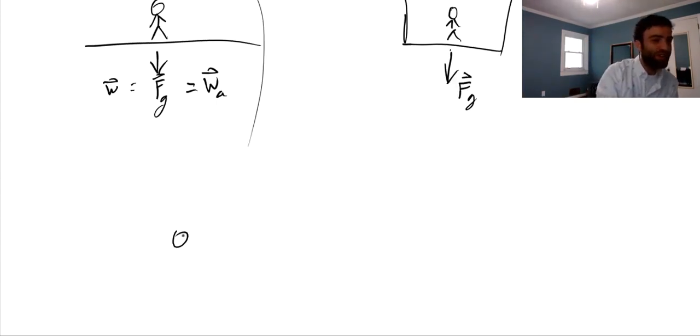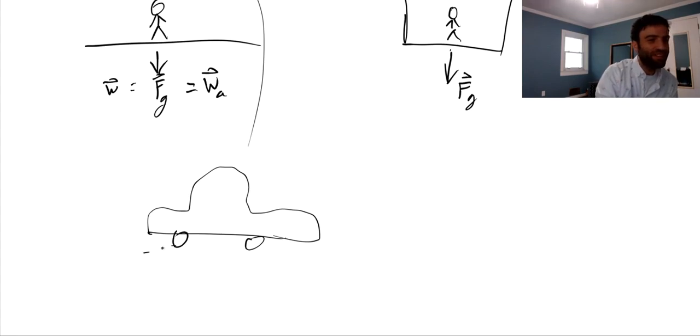Similarly, if we're driving, one of these days I'll learn how to drive a car, and draw driving a car, I suppose. If we're in a car accelerating this way, what is our apparent weight? Let me not draw the seat because that'll take forever.